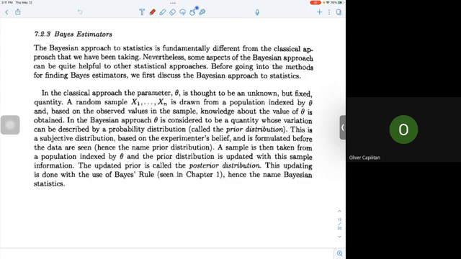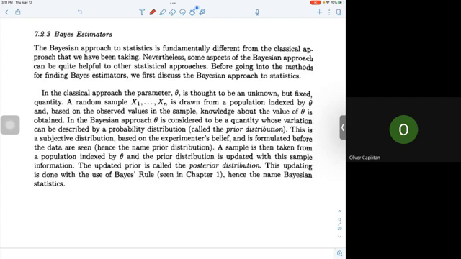While in the Bayesian approach, theta is considered to be a random quantity. In other words, it's a random variable whose variation can be described by a probability distribution. We call this distribution the prior distribution. It is a subjective distribution based on the experimenter's belief and is formulated before the data are seen. That's why we name it the prior distribution.